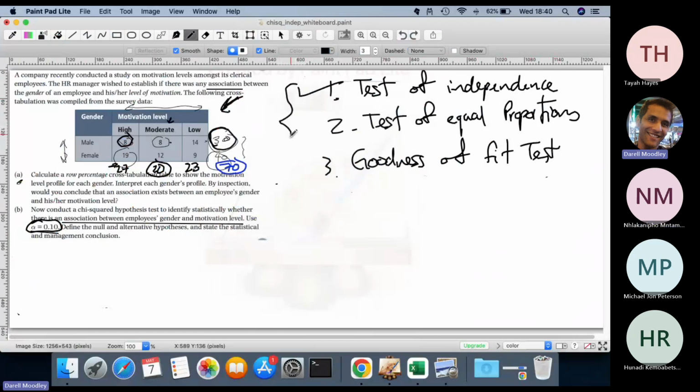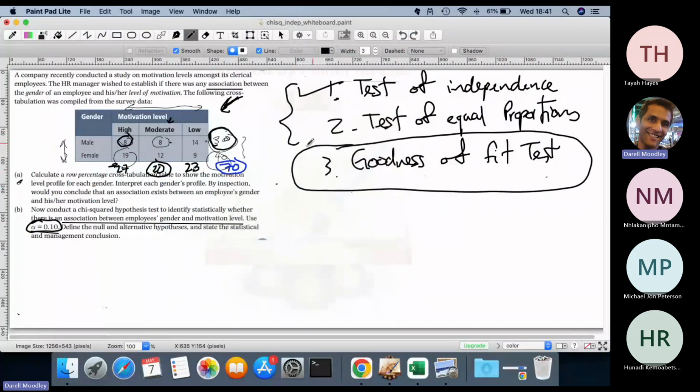We've done this one already. These 2 tests are very similar. The only difference is step 1 and step 5. But everything else, the mathematics, the calculations, all of that is the same. And I'll explain test 2 now. The third test is a bit different, and I'll cover that in the next session. So we're only going to go over these 2 tests today: test of independence and test of equal proportions. The third one, we'll leave for another session.